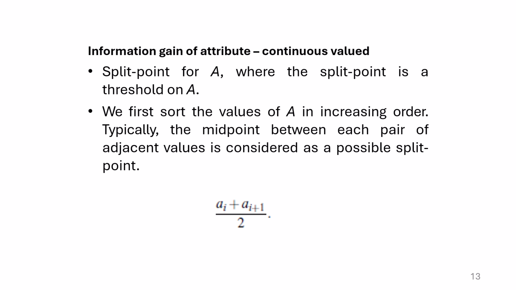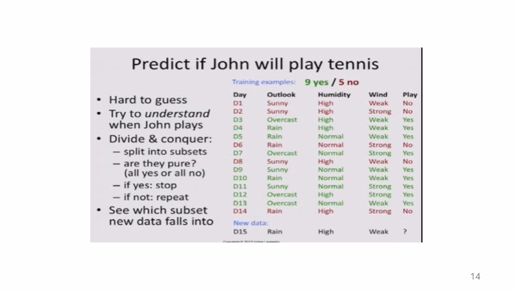For information gain of a continuous attribute A, a split point for A is a threshold on A. First, sort the values of A in increasing order. The midpoint between each pair of adjacent values is considered as a possible split point: (a_i plus a_i+1) divided by 2.